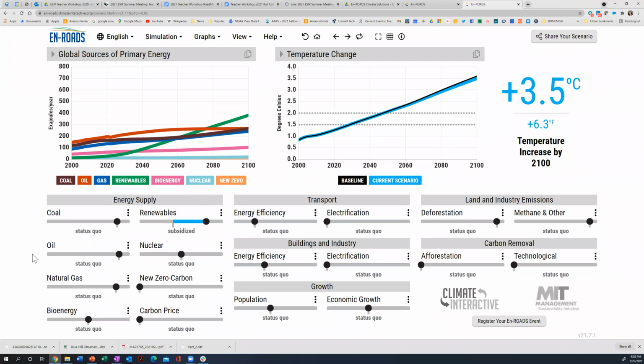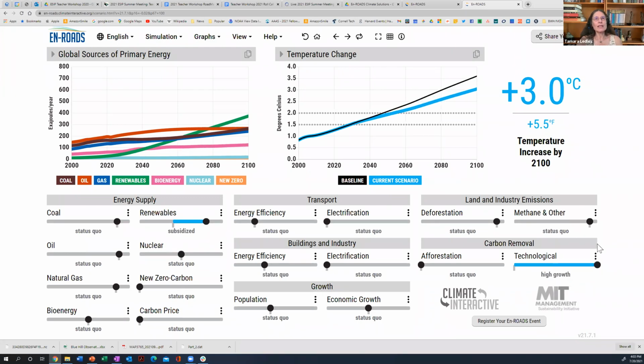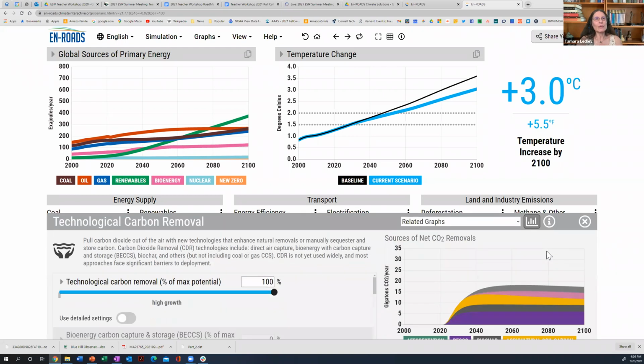I had good luck with the carbon removal technology, pushing that all the way up. Well, let's just do it in increments now. So we got down from 3.5 to 3.3 degrees Celsius. This is medium growth of that technology. If we do go the full distance, that gets us down to 3.0. And let's see what it says under here.